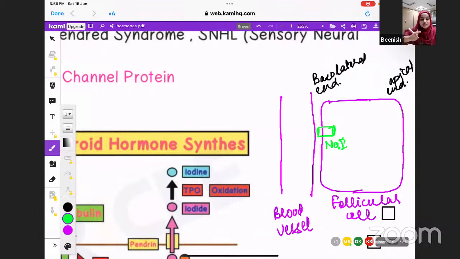Okay, now since this is a symporter, it is going to transport sodium and iodide from the blood vessel. So sodium and iodide from the blood vessel are going to move inside the follicular cell. The transport is taking place in the same direction since it is a symporter. So through this symporter, your sodium and iodide ions are transported from the blood vessel to the follicular cells, and this is taking place via secondary active transport.